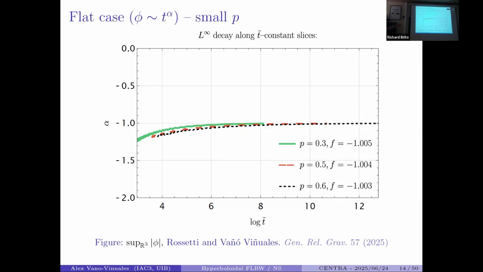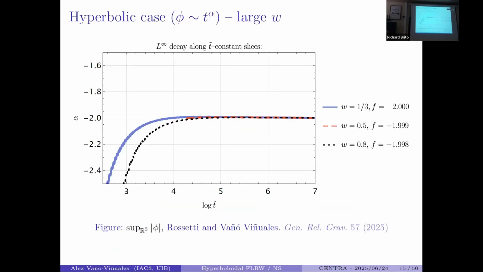Right, I have more plots, but I'm not going to show all of them. Basically, things coincide with what we have here. For example, the hyperbolic case with large values of W also coincides with what we expected, in this case -2, for the supremum norm of the scalar field amplitude.